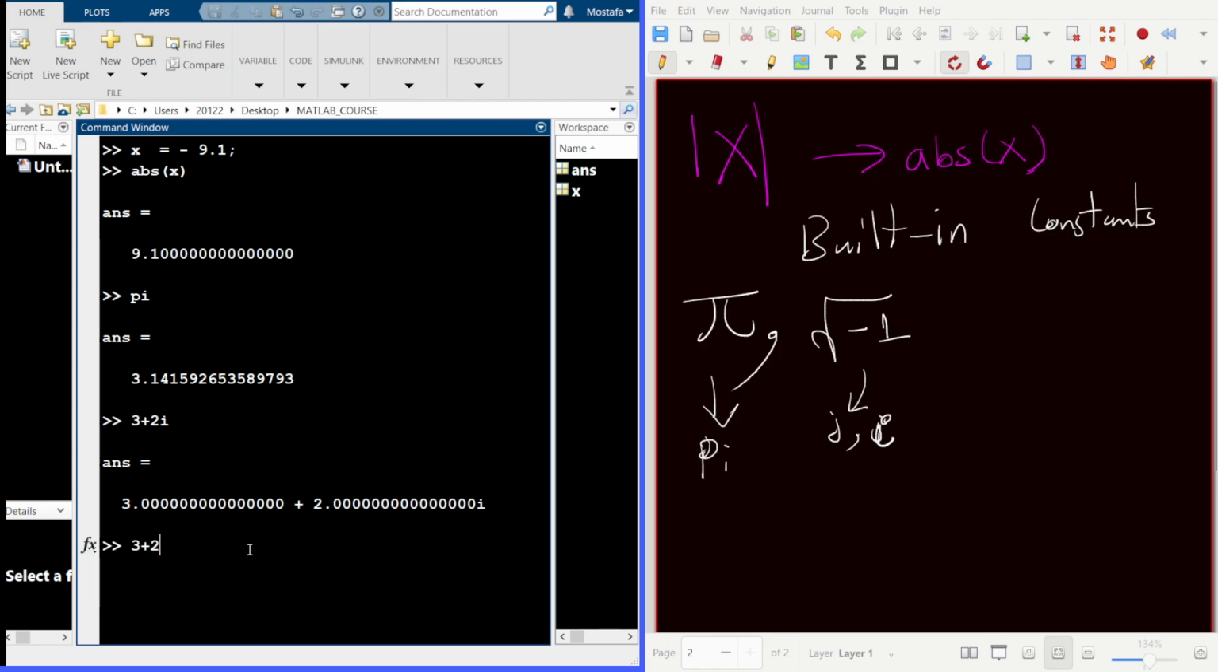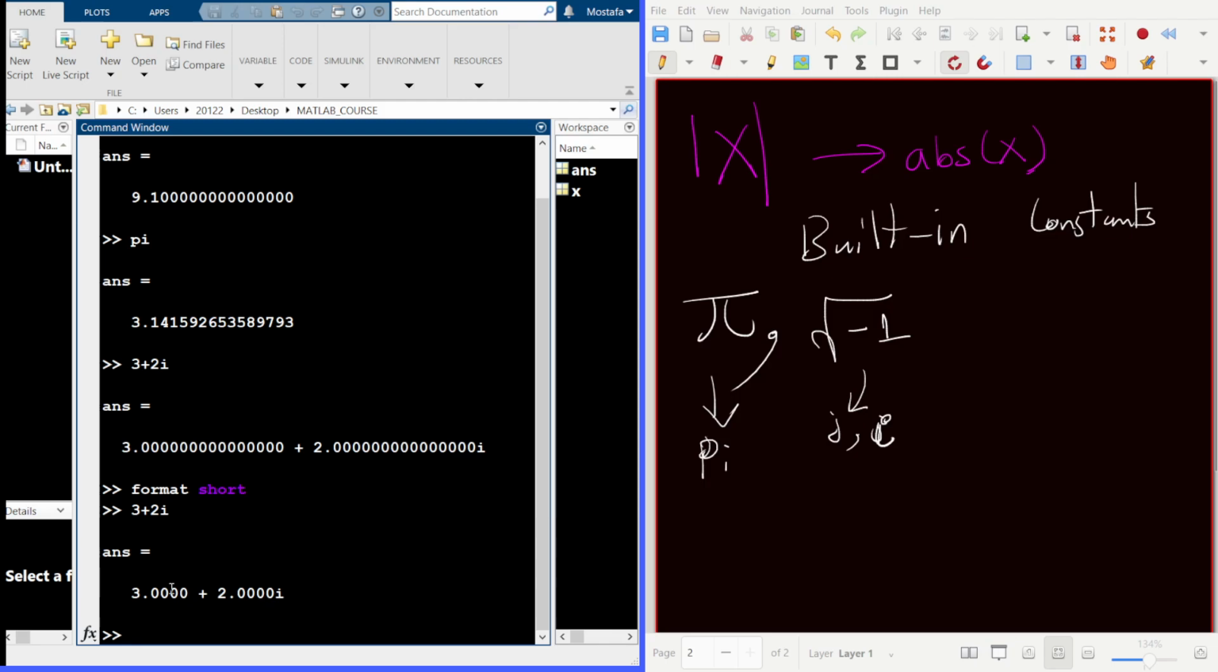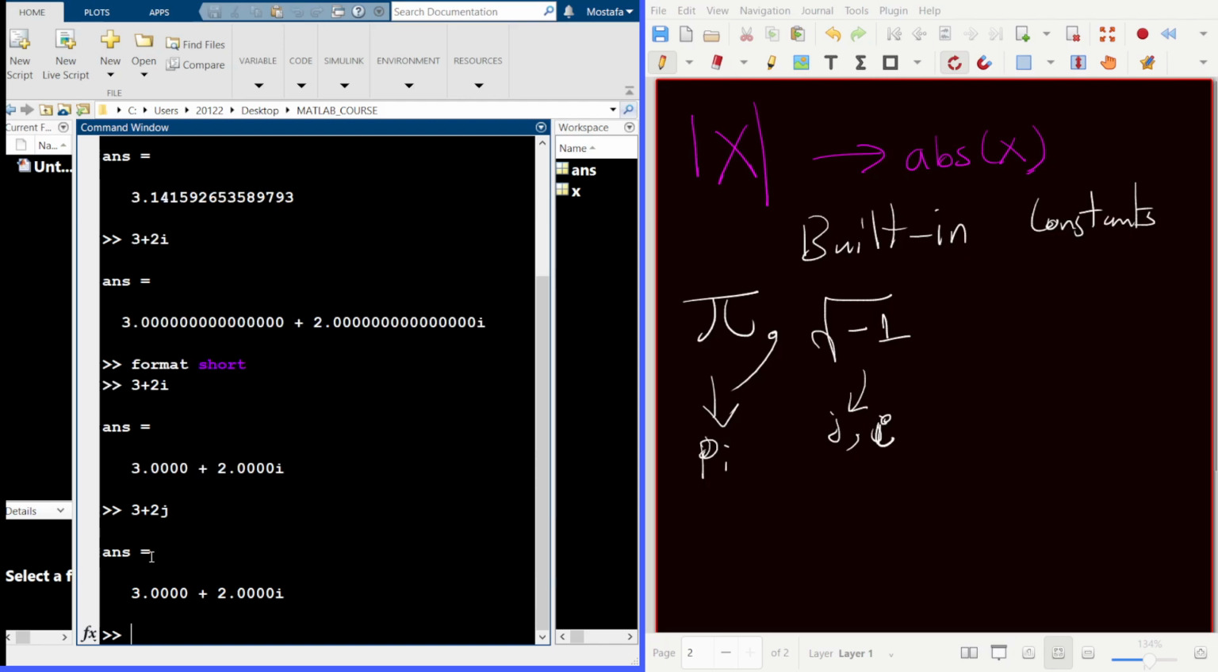Let me bring back format short to go back to the short format again. Easier for the eye. So 3 plus 2i. I could have also done 3 plus 2j, and that will give me the same thing. The j symbol is widely more used in electrical engineering.